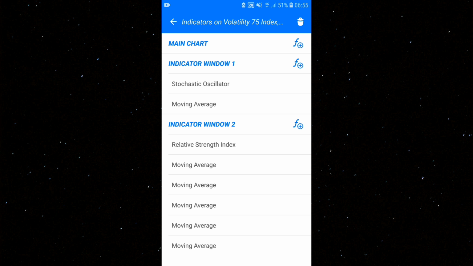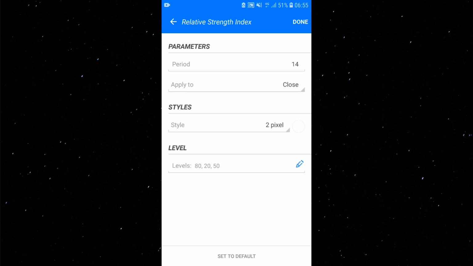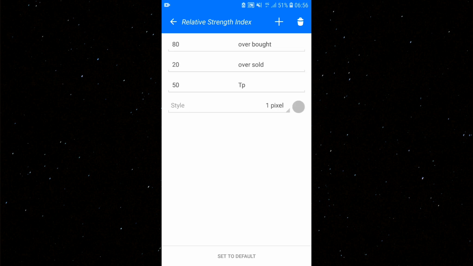As you can see, the indicator window number 2 has many indicators. The first one is the relative strength index and then 5 moving averages. So the relative strength index has the following parameters: period 14, apply close, style 2 pixel and the color is white. Okay, for the case of levels, we have 3 levels in here.